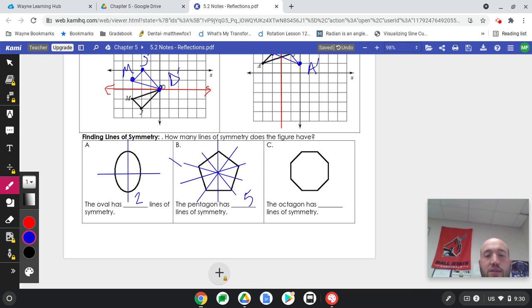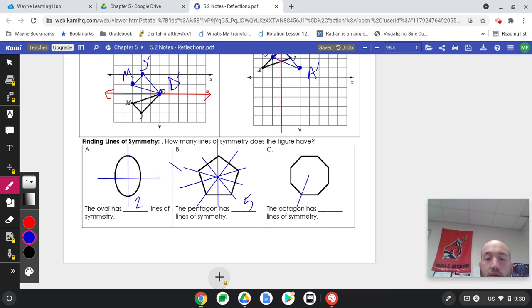So there's actually 5 lines. In the octagon, you can go through each of those corners. You can also go through each of the sides. And we're going to get 8 lines of symmetry.